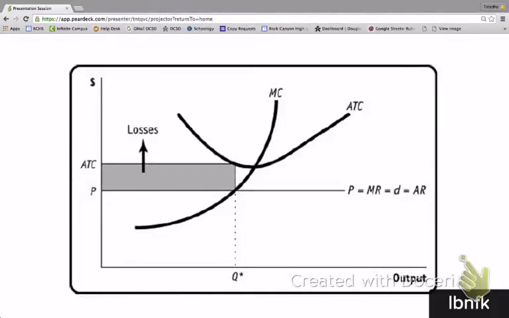Once you've done that, then you draw an average total cost curve, and it's always going to be U-shaped. If you're showing economic profit, then you want to draw an average total cost curve where it intersects the quantity produced below the price. If you're trying to show an economic loss, then you want that average total cost curve to be drawn above the price and then shade the area of economic loss. So you need to know how to draw both.